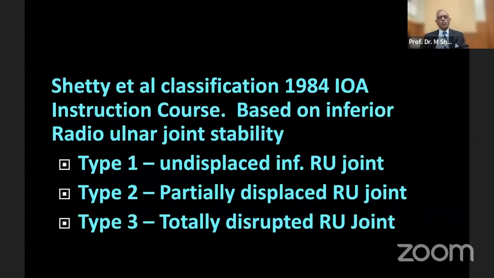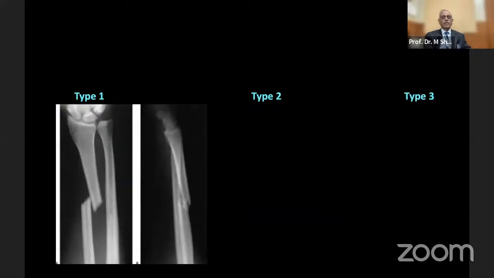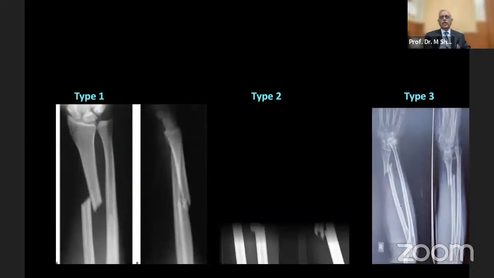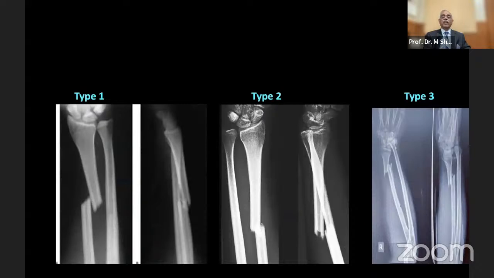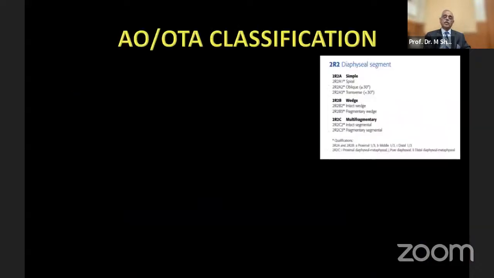We classified on our own: type 1, undisplaced distal radioulnar joint; type 2, partially displaced; and type 3, totally disrupted distal radioulnar joint, and we published it. And this is type 1, this is type 2, and this is type 3, where there is a complete disruption of the distal radioulnar joint.